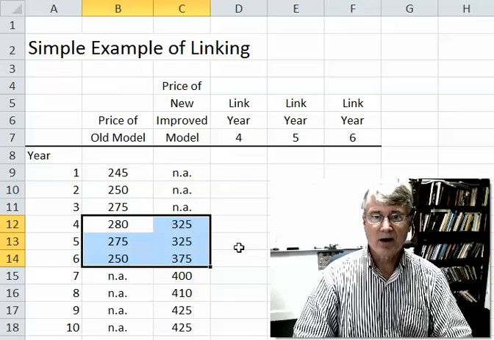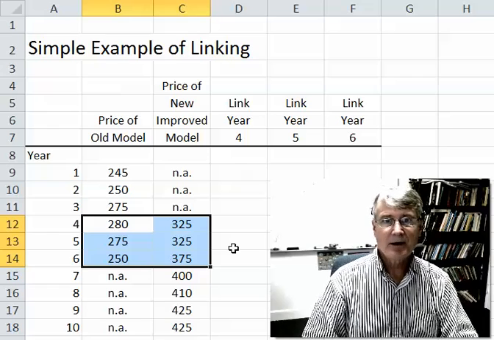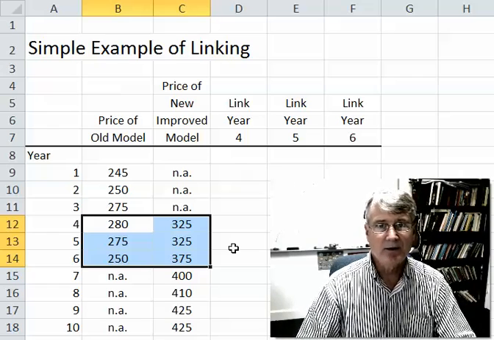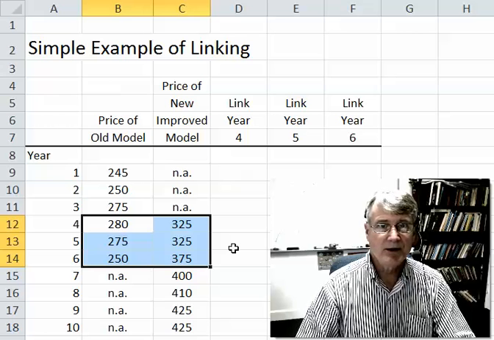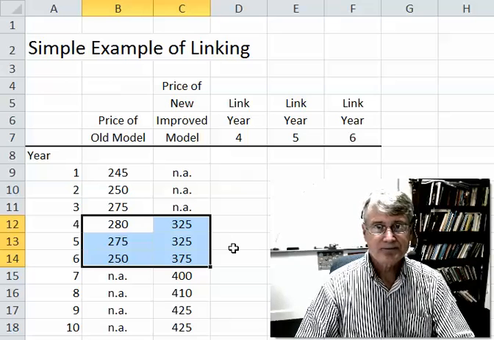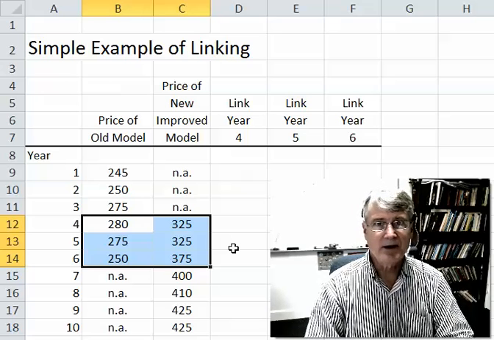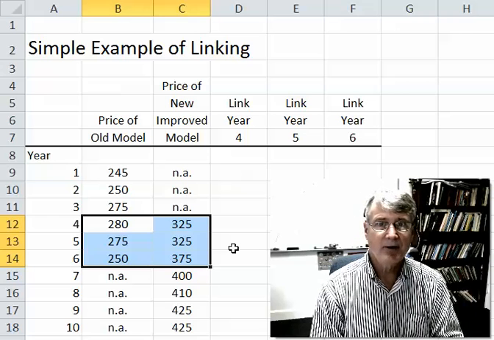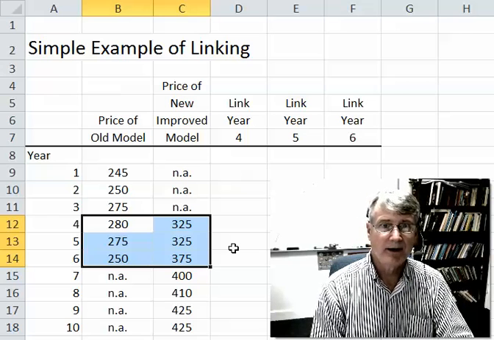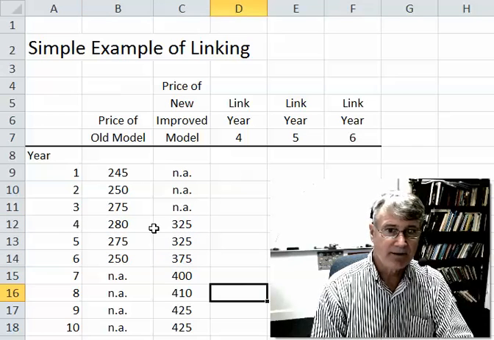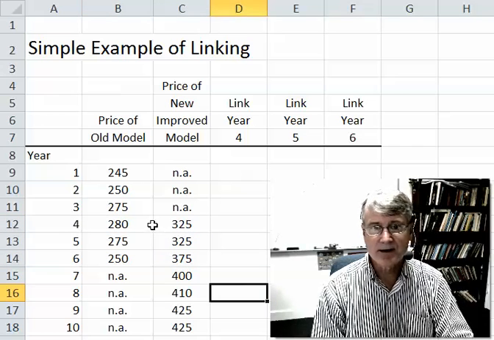The assumptions are, number 1, both models must exist in the marketplace at the same time, and they do here. In fact, they do for 3 years. And assumption number 2, some consumers bought one model and other consumers bought the other. That is, through voluntary actions of the consumers, some chose one and others chose the other. It can't be that they were forced to choose one model and not the other. Both models exist in years 4, 5, and 6, and consumers bought some of each.